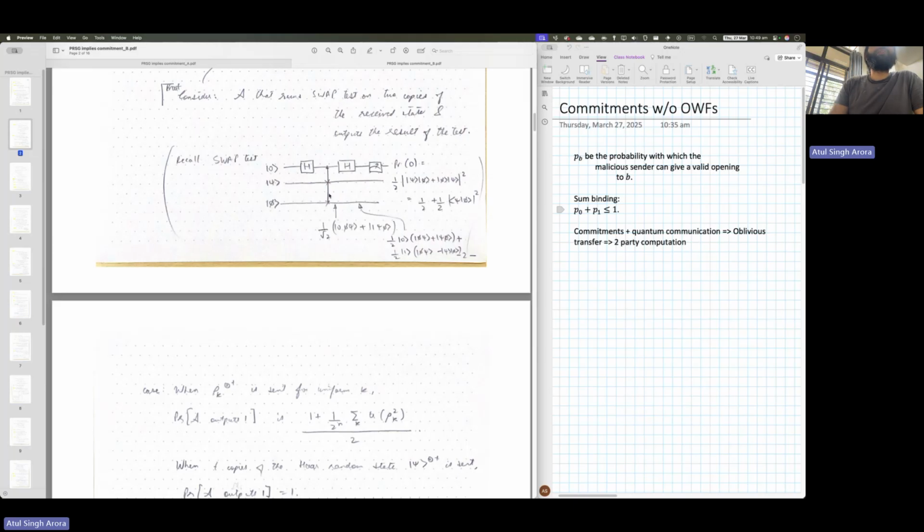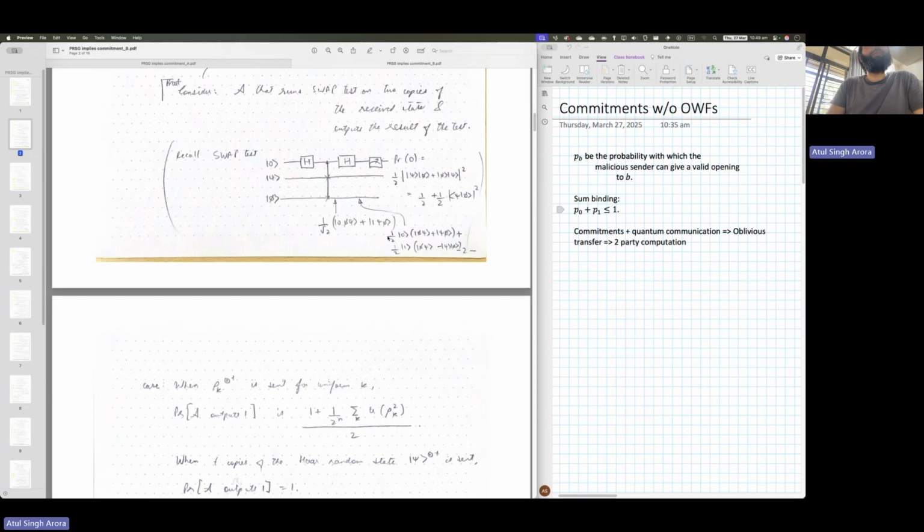So you apply this controlled swap. Forget what this is called, maybe Toffoli, I don't remember. Okay. And then you apply the Hadamard, and then you do the measurement. And it turns out you can do the calculation quickly and check that the probability of getting a 0 here is related to the overlap between psi and phi.